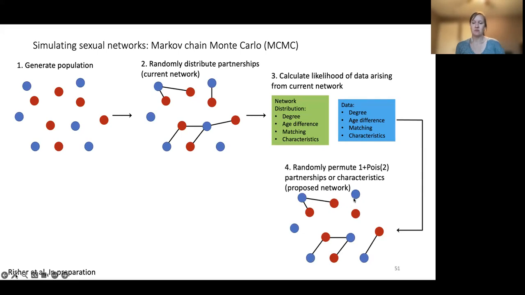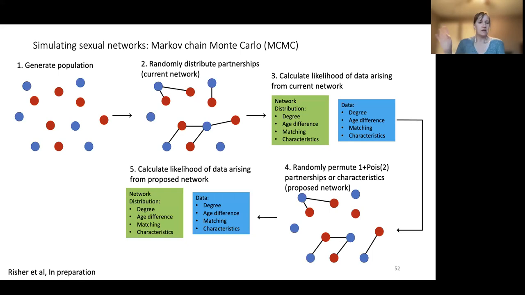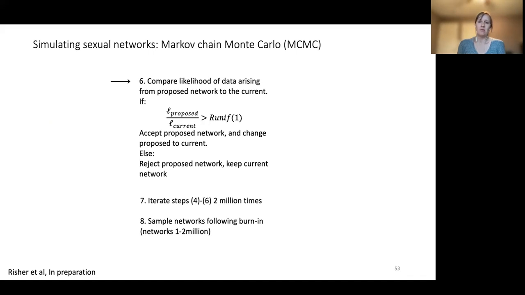And then we randomly permute. So we're going to permute the partnership, so where those ties are between people, or we're also going to leave the ties together, but change the characteristics of the individuals. Do the same thing, calculating the likelihood from now our proposed network. And then we compare that likelihood to a random uniform number. We accept if it's greater than that random uniform number, and if not, we reject that proposed network and keep our current network. Reiterate that a bunch of times, and then sample from our networks following the burn-in period.